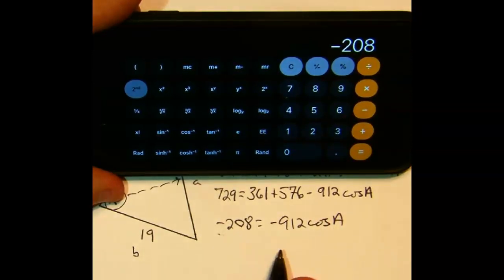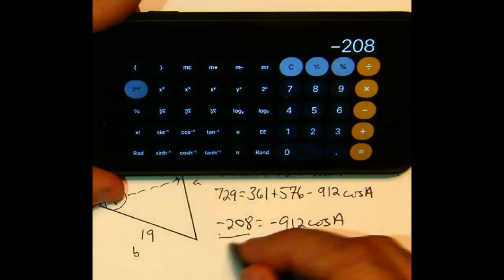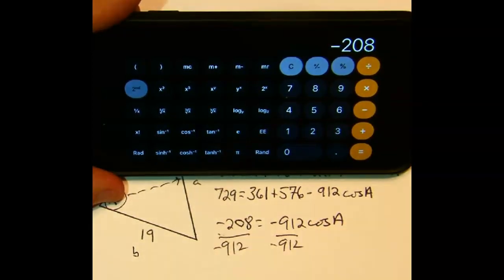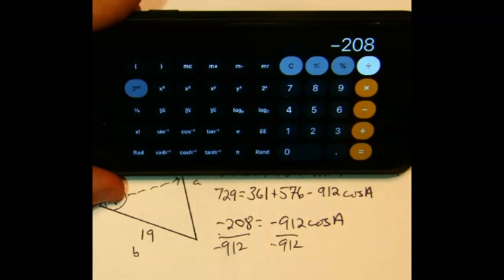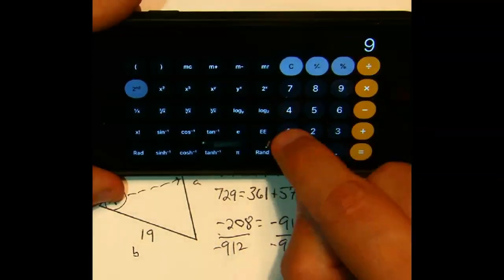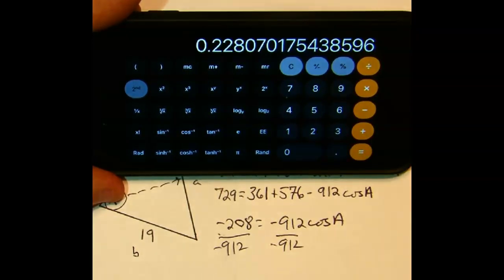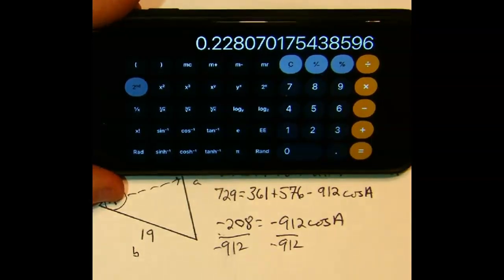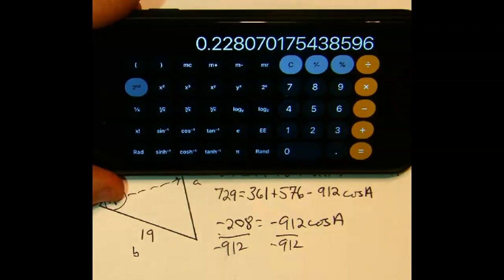All right, now once you get to this part, we are going to divide by negative 912. It's very important that we get this negative, because we know two negatives will make a positive, and that does make a difference to our answer. So I divided by negative 912, equals, and we don't want to write that number down like I said before, because we're looking for the angle. So we get 0.228, and so on.